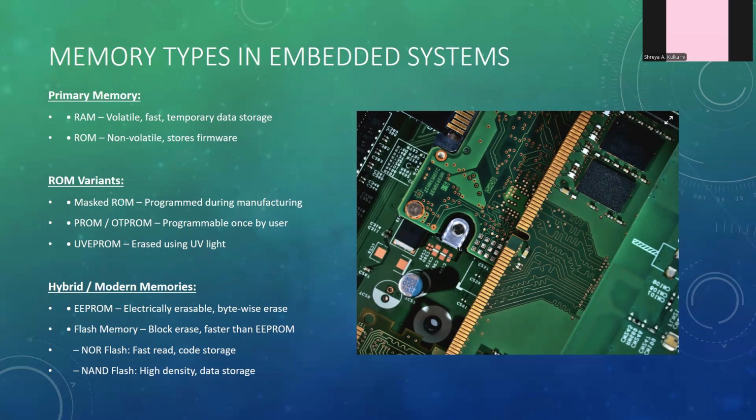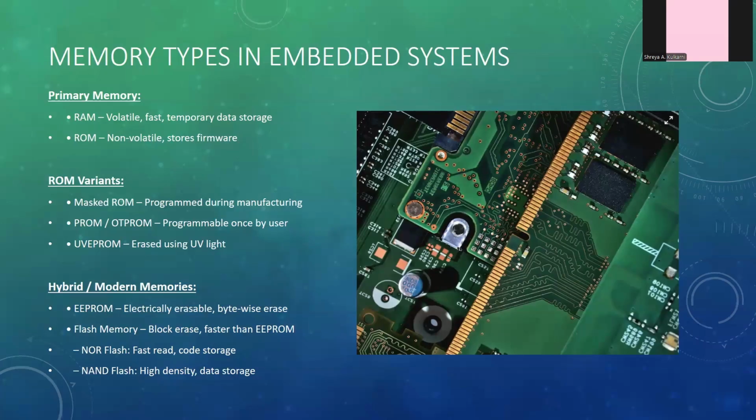Next is PROM, which is programmable read-only memory, or OTPROM, one-time programmable read-only memory. It can be programmed once by the user. Even masked ROM is programmed, but it is programmed by the company during manufacturing. The difference between masked ROM and PROM is that PROM is programmed once, but by the user. Next is UV EPROM, the UV erasable programmable read-only memory. Using UV light, we can erase and reprogram the read-only memory.